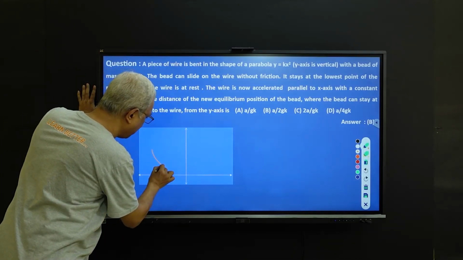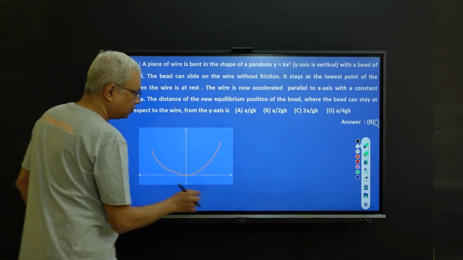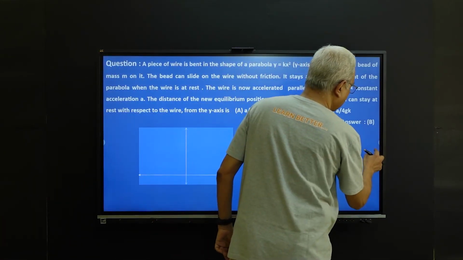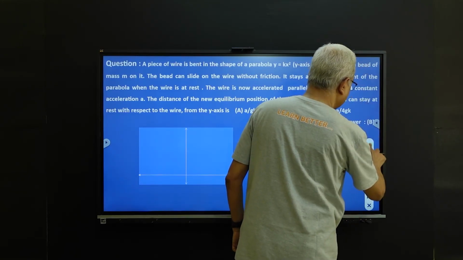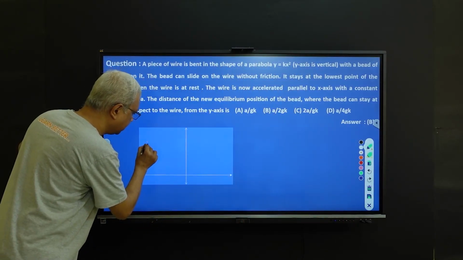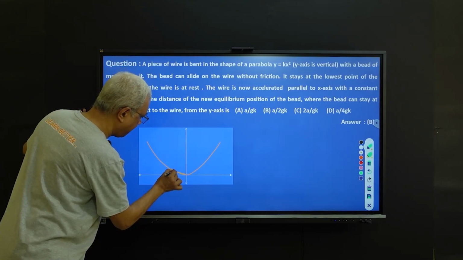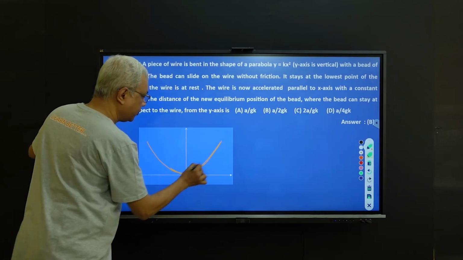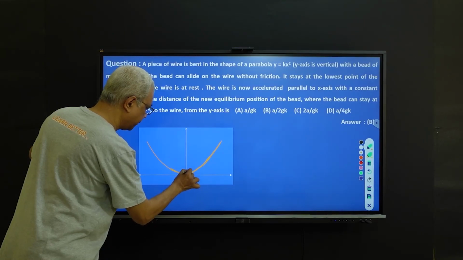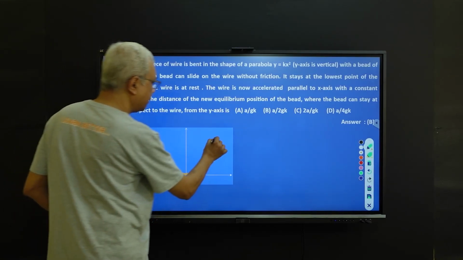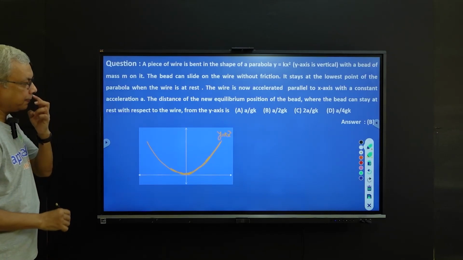That means, let me draw the parabola like this. My drawing may be excused. Something like this. This is a parabolic shape, y equal to kx square.